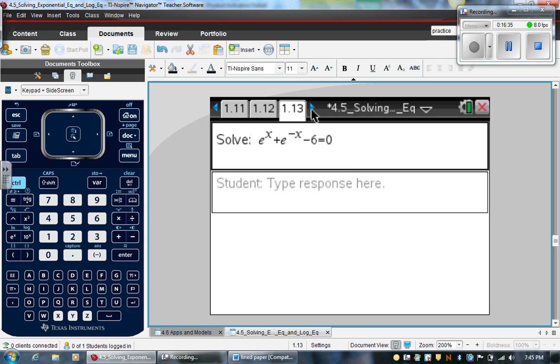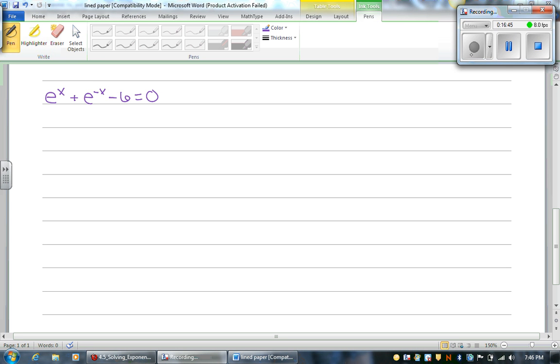All right, so we're going to do one more of these, and then we're going to call it a night. All right, so I have e to the x plus e to the negative x minus 6 equals 0. Okay, so the first thing that comes to mind for me is this negative exponent. I don't like negative exponents per se, so I want to make it so that it's not negative anymore. And we know in order to get rid of a negative exponent, I simply need to take it and put it under 1.